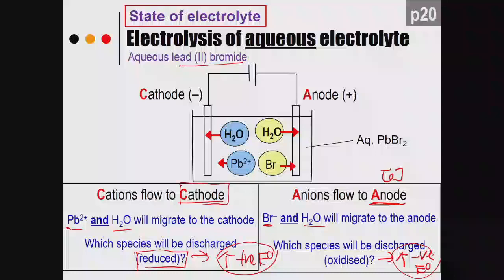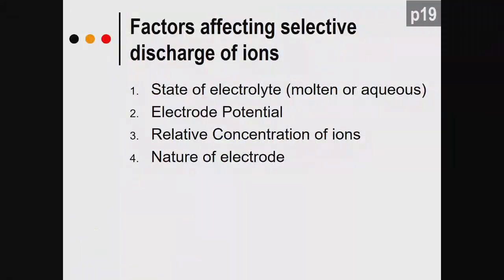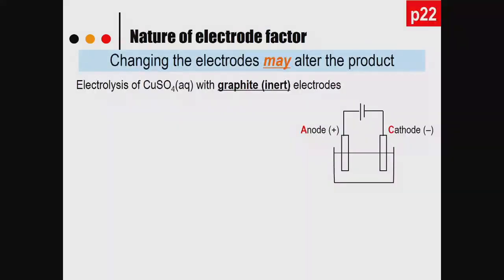Other than the electrode potential, in our last lecture we said that we also need to consider the concentration. If there is a high concentration of a particular ion, it can affect the E0 value, and therefore we need to consider how that will affect what is discharged. For today, our focus will be on the nature of the electrode. If our electrode is different, it may affect the product that is formed. This is on page 22.